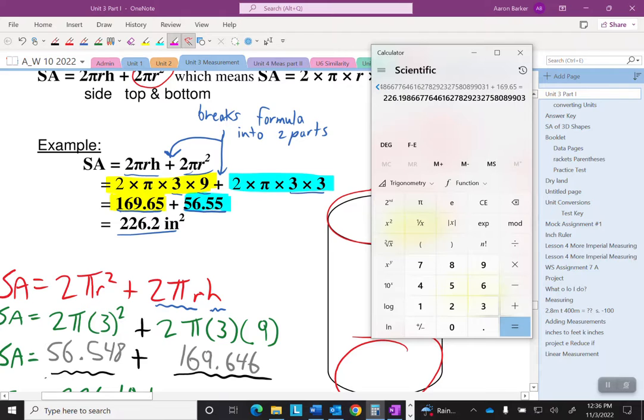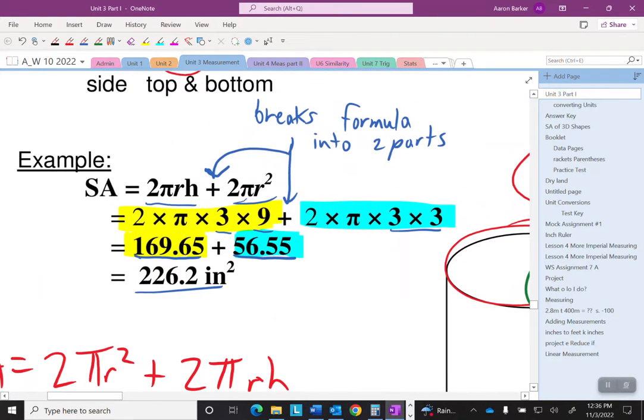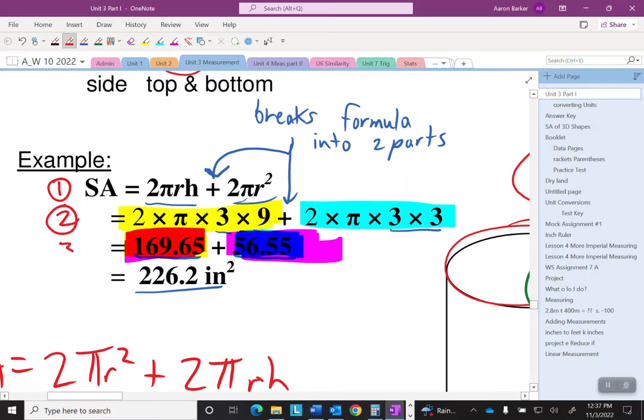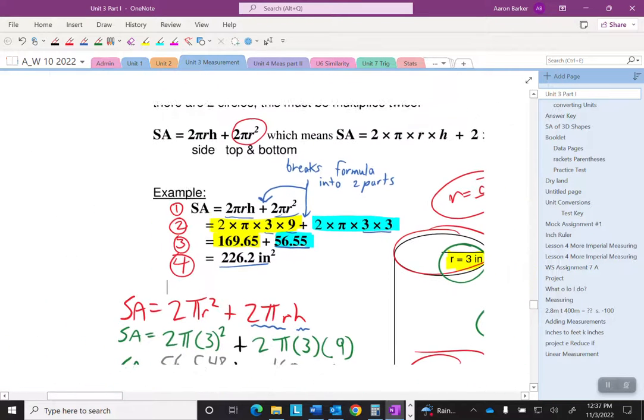Any questions? Notice that you have to find this number and this number, then add them together. Really important you write those down. So your work is going to have 1, 2, 3, 4 lines in it. 4 lines of work. Okay, 4 lines of work. Any questions? All right. Okay.